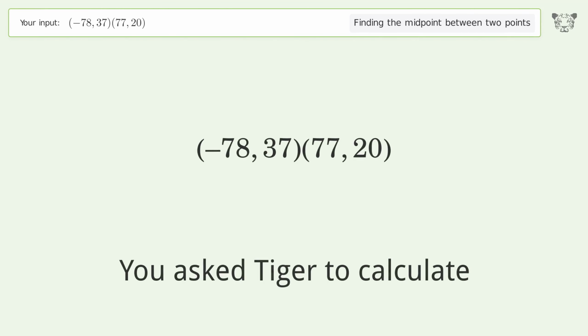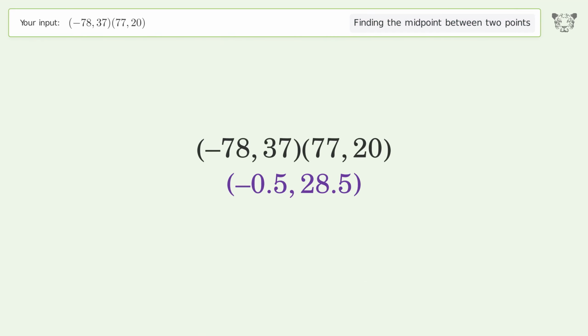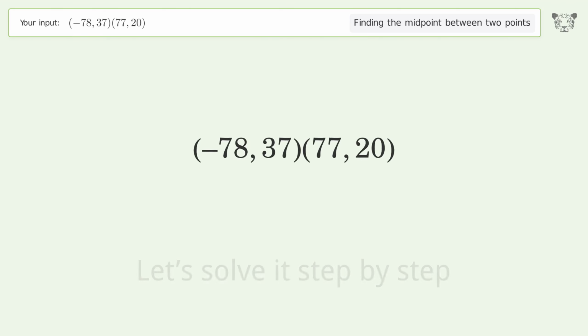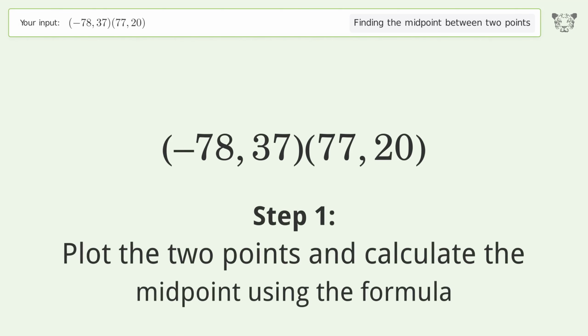You ask Tiger to calculate. This deals with finding the midpoint between 2 points. The midpoint between the 2 points is negative 0.5, 28.5. Let's solve it step by step. Plot the 2 points and calculate the midpoint using the formula.